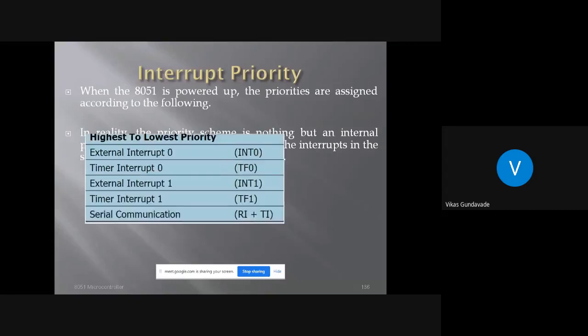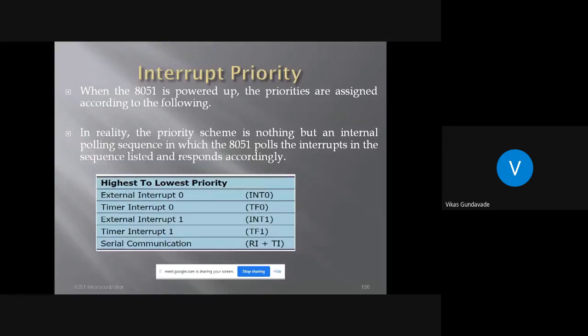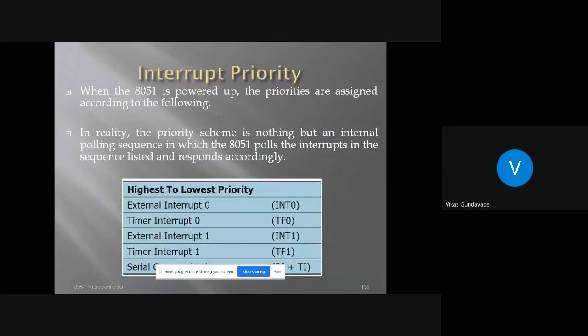Okay, now we will move towards the interrupt priority. Already I have told you the priority. So the highest priority is provided to INT 0, then timer 0 interrupt, then external interrupt 1, that is INT 1, then timer 1 interrupt, and the least priority is provided to the serial interrupt.